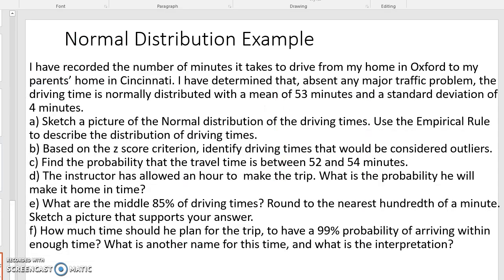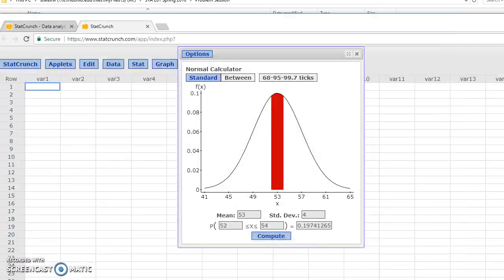In part D, I've allowed an hour to make the trip. What's the probability I'll make it home in time? So we need to translate this sentence to a probability statement. If I'm allowed an hour to make the trip, that means I'll be okay if I drive the distance in either 60 minutes or a lower amount of time.